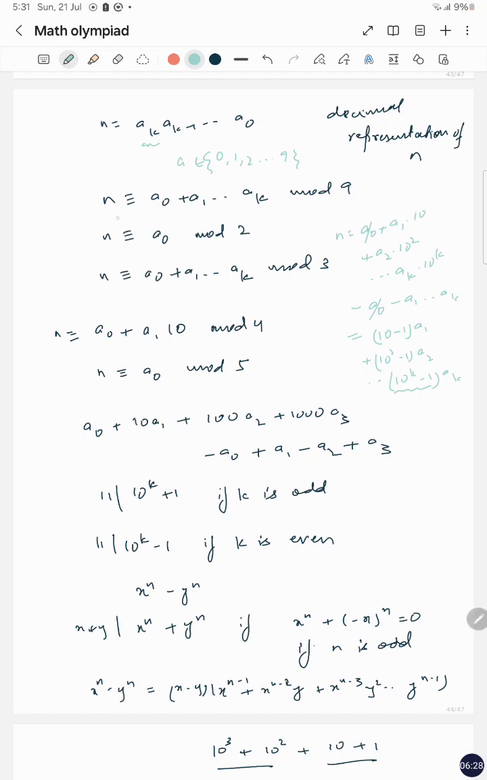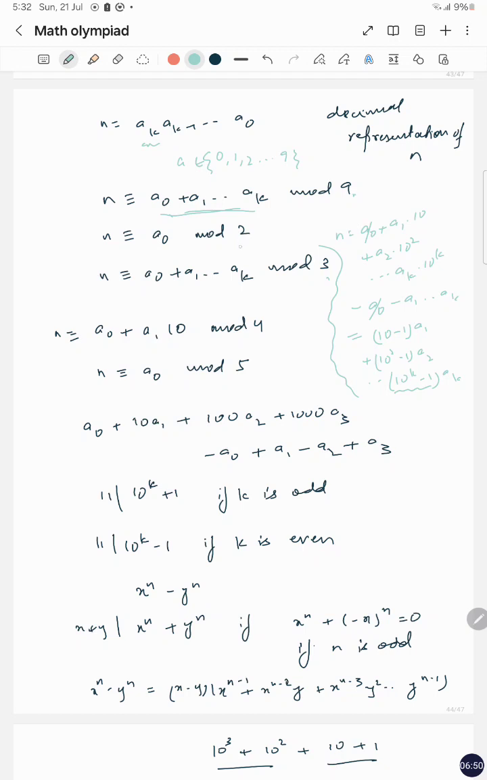So 9 divides N minus this thing, so this is written this way. And since 3 divides 9, from the same series of arguments, it follows that 3 divides N.